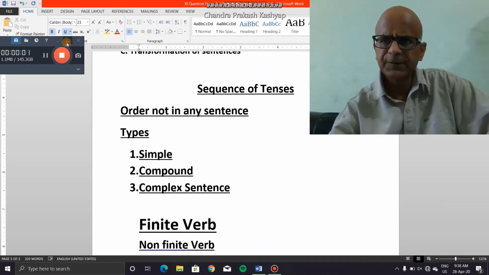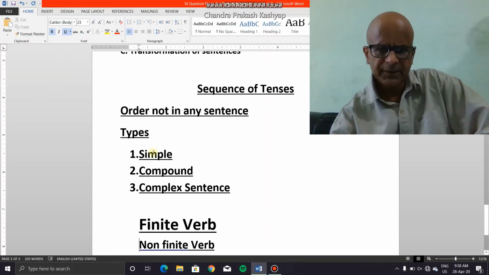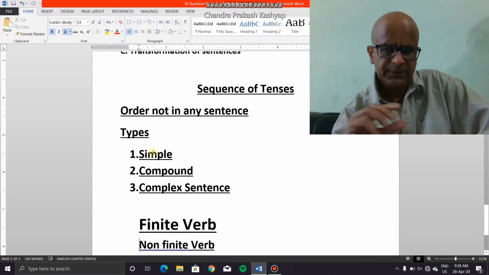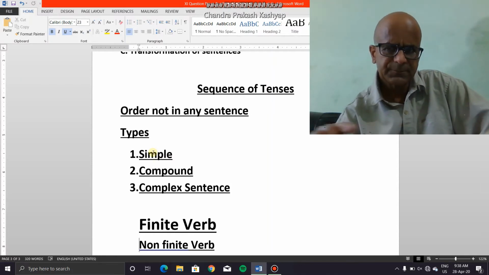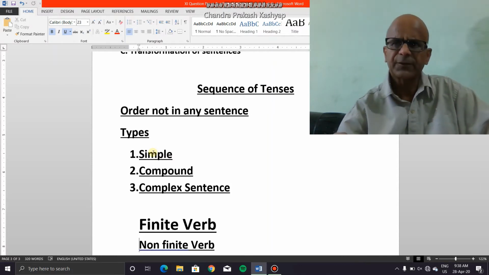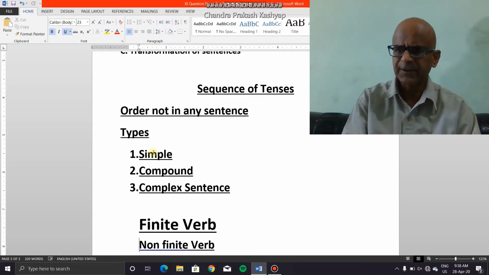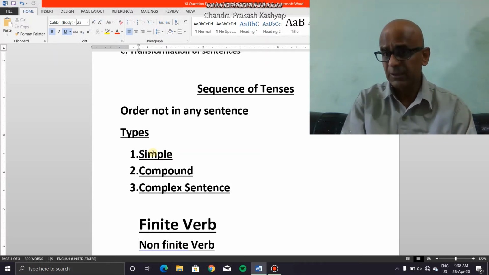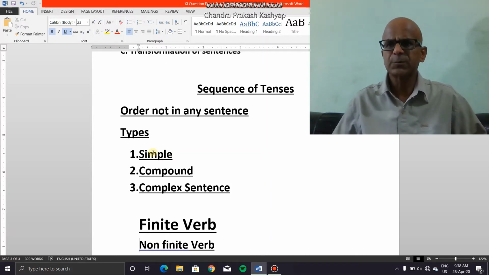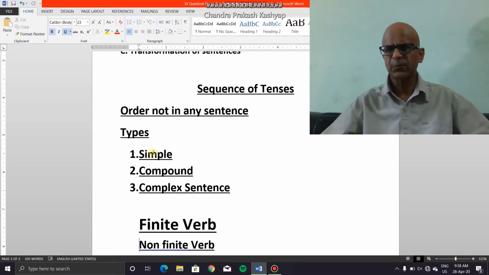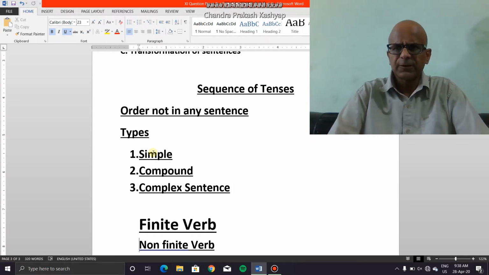So we move further. We are trying to understand the concept that we have to understand: sequence of tenses. As I said, it is one of the different test items, the different aspects of grammar, or rather one aspect of grammar, that is tense, which would be assessed or tested in your case by way of sequence of tenses.